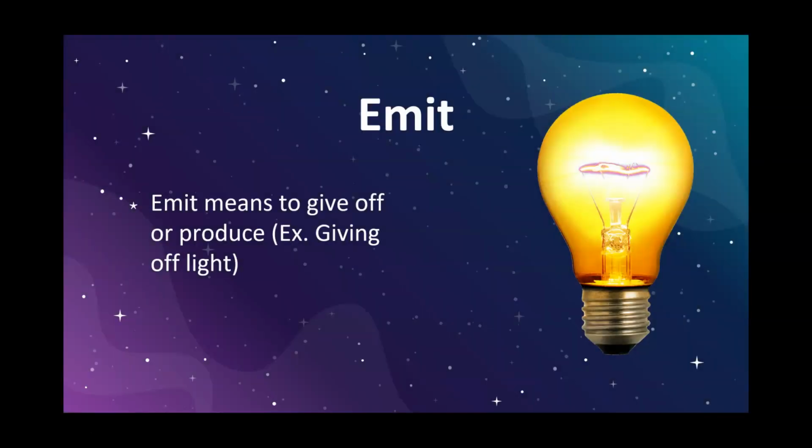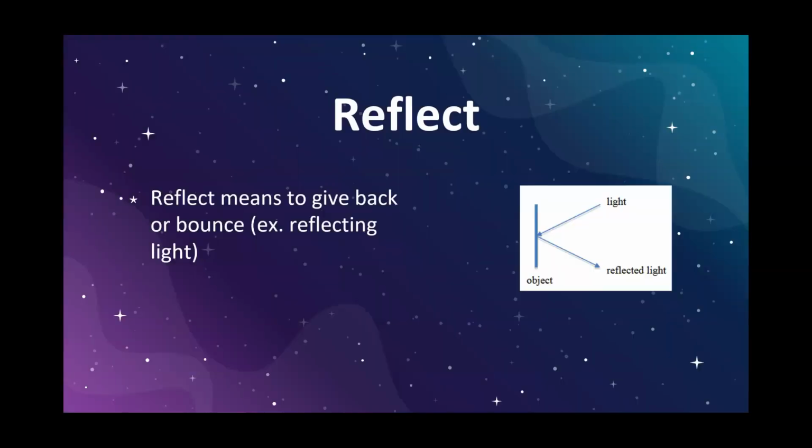So a quick definition of emit. Emit just means to give off or to produce, and in this example it's specifically giving off light. Reflect means to give back or to bounce. So a quick look at this diagram. It's just when the light is bouncing off or reflecting back off of an object.